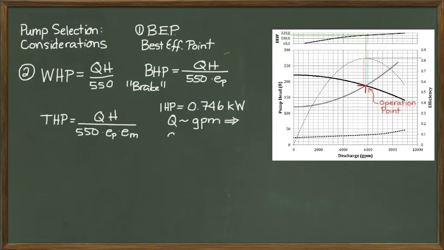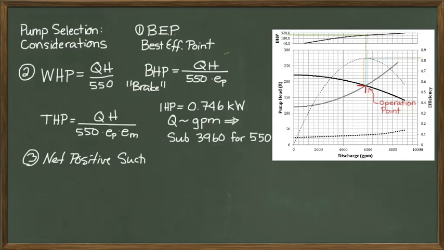By the way, if you wanted to use these formulas for water horsepower, brake horsepower, and total horsepower in English units, meaning we insert gallons per minute, you just swap out the 550 and insert 3960 into those equations.